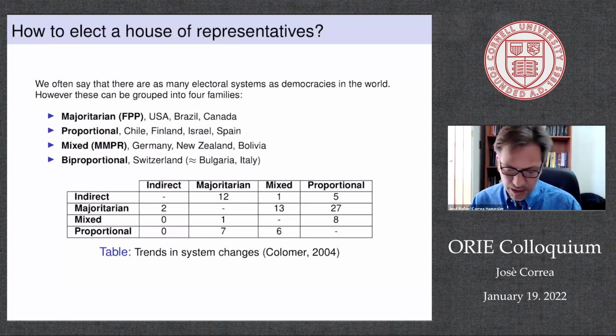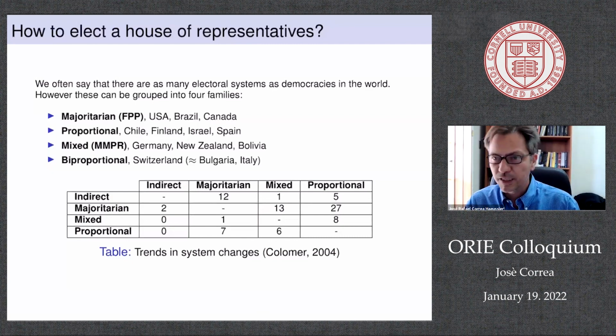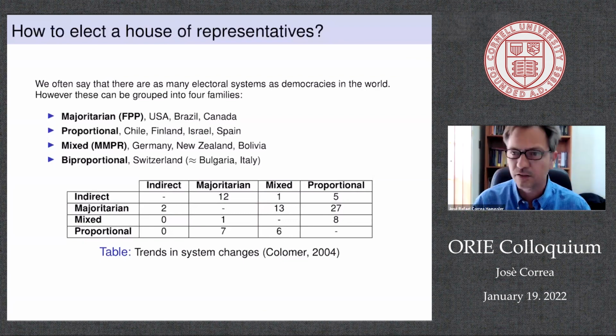But in any case, we can roughly group electoral systems for a House of Representatives into four methods, and actually 3. One is typical majoritarian systems, such as first past the post in the US, used throughout the world in many places: France, Brazil, Canada, etc. Another big family is proportional systems. The main difference from majoritarian systems is that each district gets many seats, and these seats are allocated in proportion to the votes of each of the parties. This is what we have in Chile, in Israel, Spain, and so on.